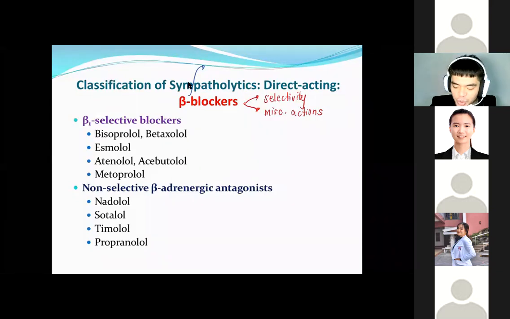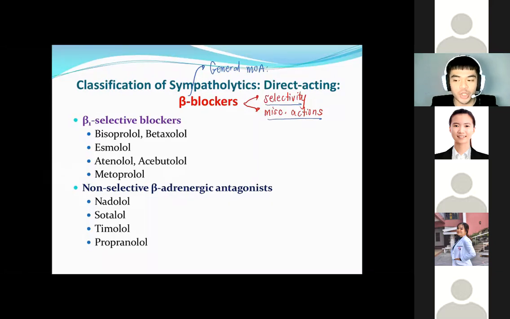So meron akong inarrow na color blue sa beta blockers. Bago natin i-discuss yung selectivity and miscellaneous actions, dun muna tayo sa general MOA ng beta blockers. Ang dami nating examples ng beta blockers, lahat ng olol. Pero kahit maraming beta blockers kayo ma-encounter, meron silang common denominator: general mechanism of action. That is, lahat sila ay beta-1 antagonists.